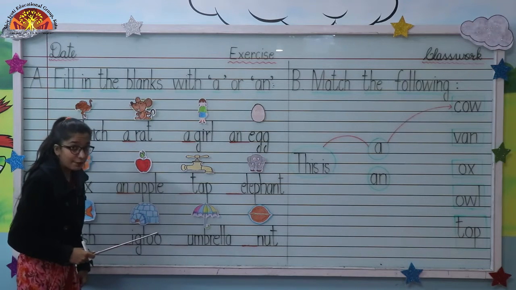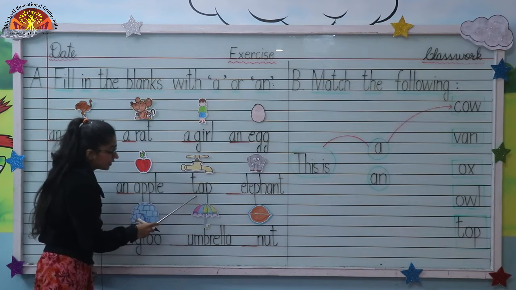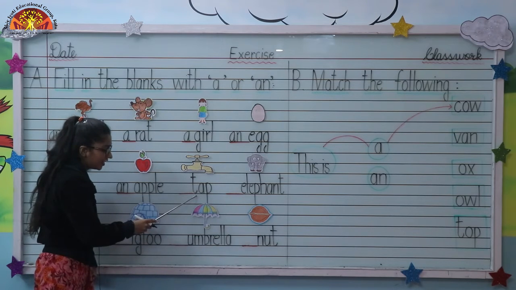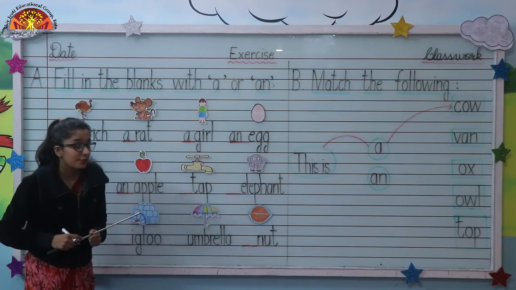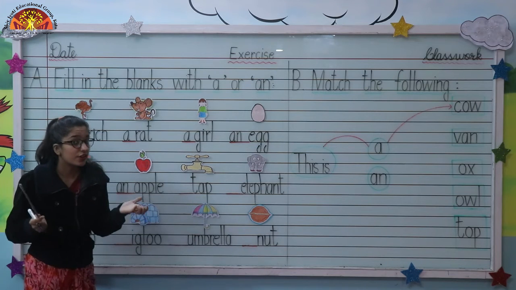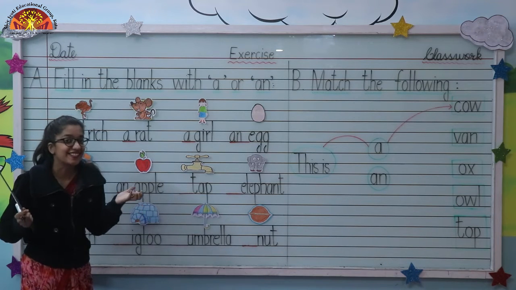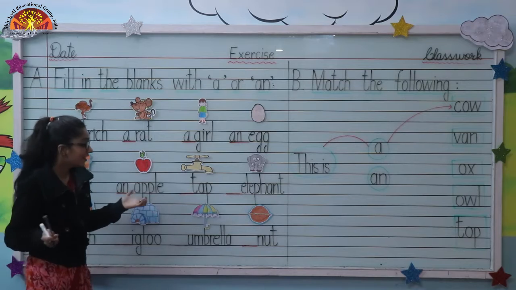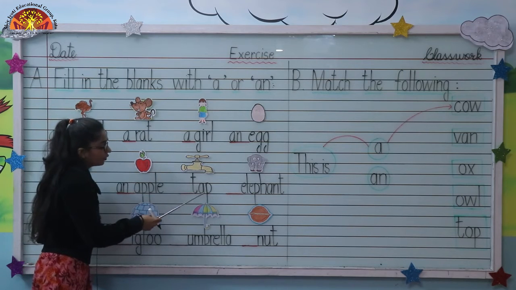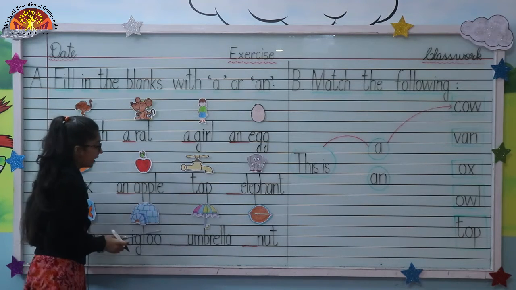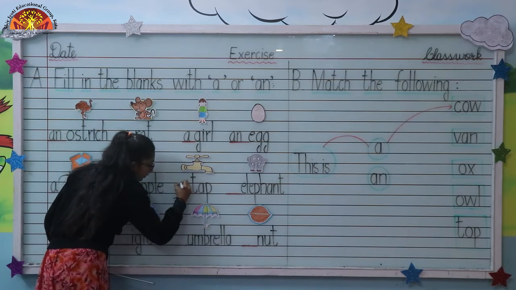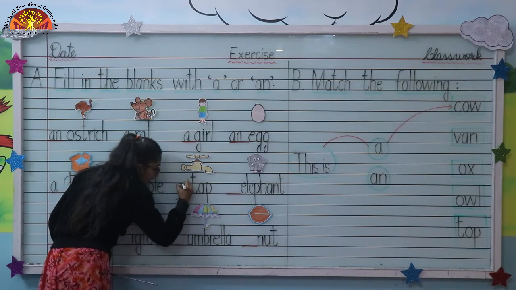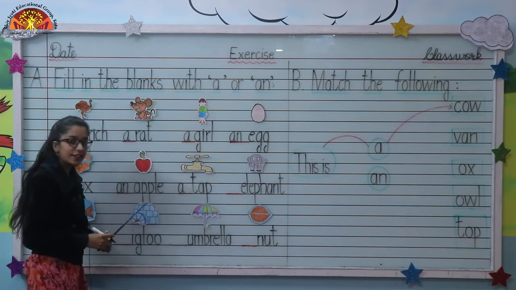T-A-P. Tap. So kids, first letter is letter T. Okay? Tell me kids, T is a vowel or a consonant? Yes, letter T is a consonant. So we have to write a before this word. So write a here. Like this.